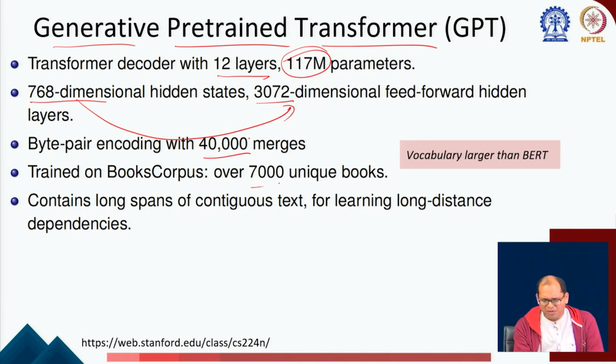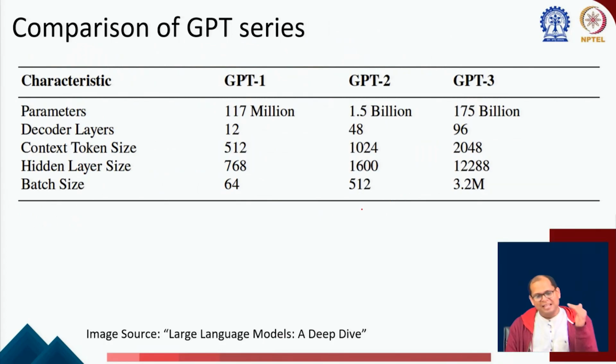It was trained on BookCorpus, which contains long spans of contiguous text for learning long-distance dependencies. So the language model was trained with very long passages of text. And then there is a whole GPT series. I'm not talking beyond GPT-3. GPT-1 had, as we mentioned, 117 million parameters, 12 decoder layers. It can take up to 512 tokens in the context, 768 was the hidden layer dimension, and they used a batch size of 64.